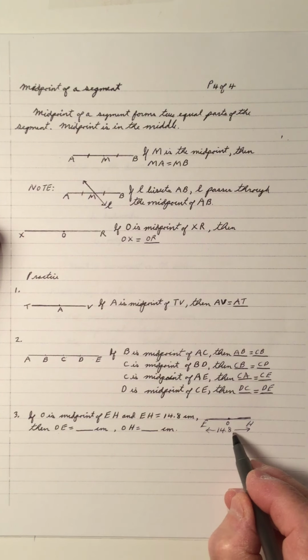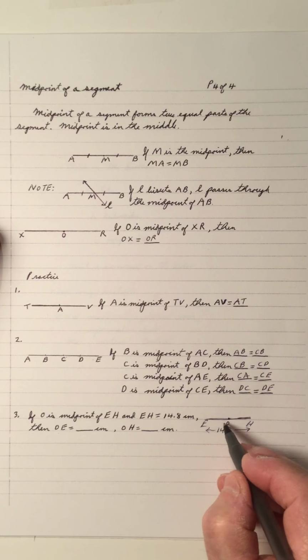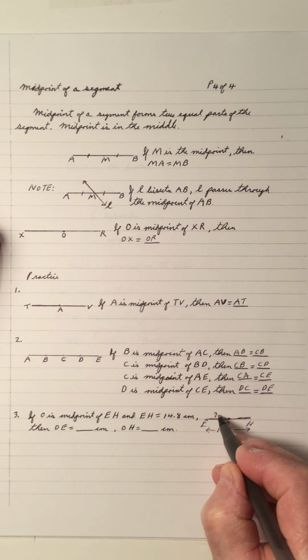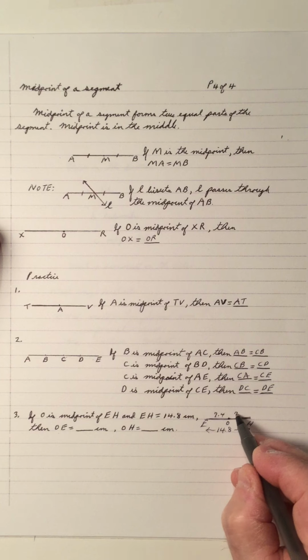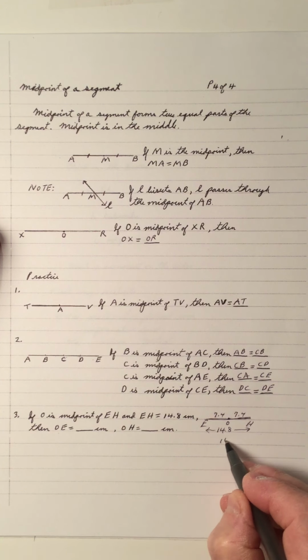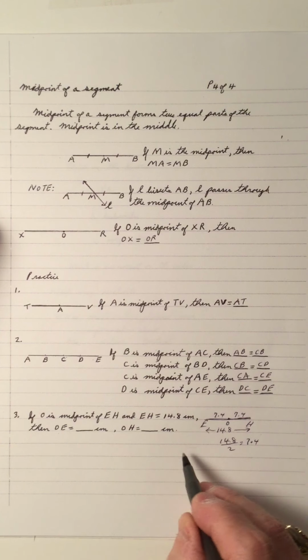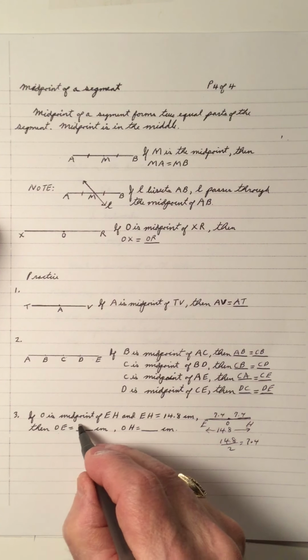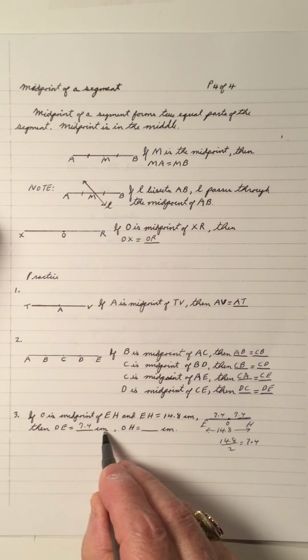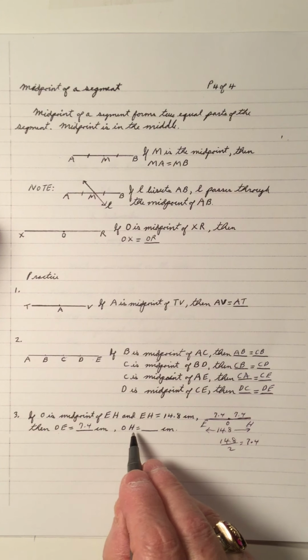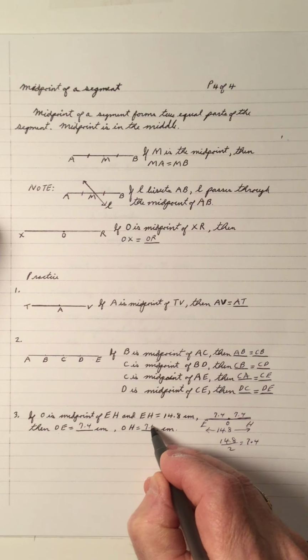So if that's 14.8 and that's the midpoint, that means half of that is 7.4 and the other half is 7.4, because 14.8 divided by 2 gives you 7.4. So OE is 7.4 centimeters and OH is 7.4 centimeters.